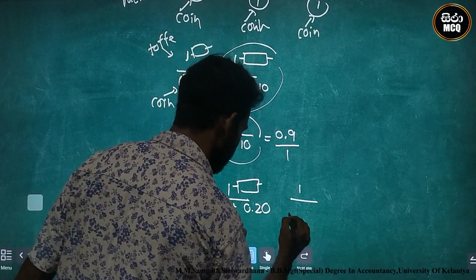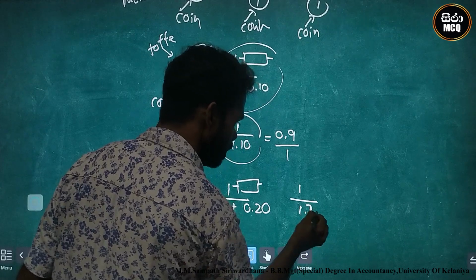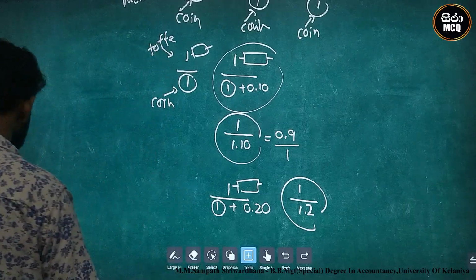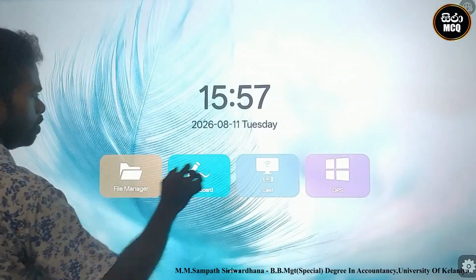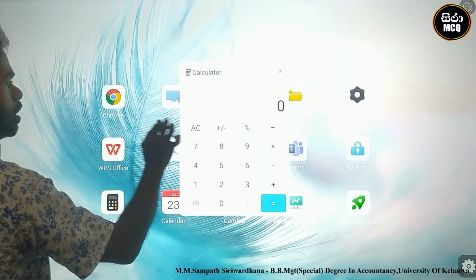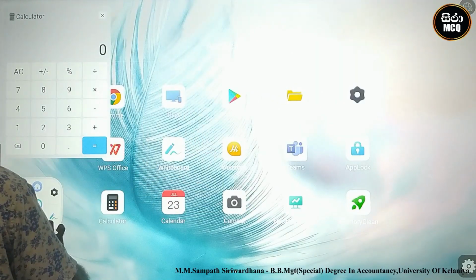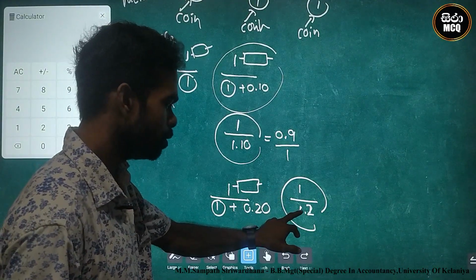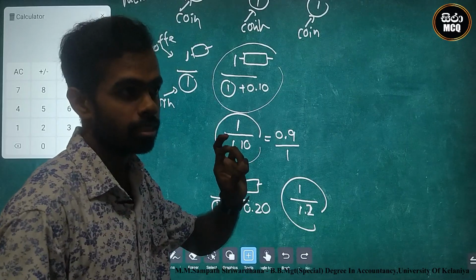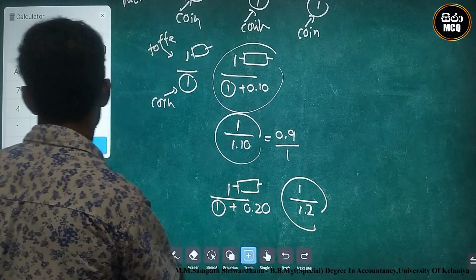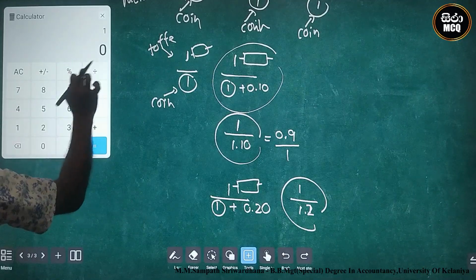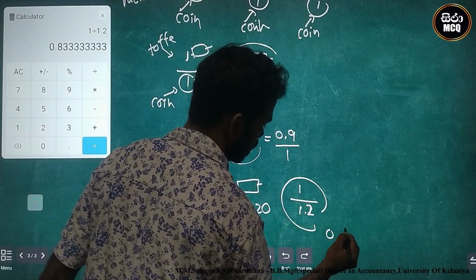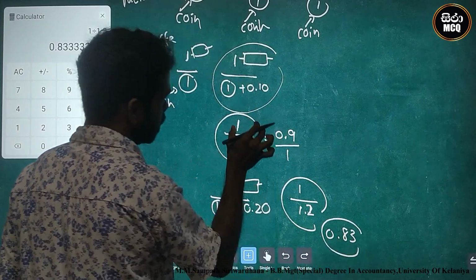Therefore, 1 divided by 1.2. Please divide this, we can find the answer. The answer is decreasing. Why? Look here, please use the calculator. This is the 1 toffee. To purchase it, we give 1.2 rupees for 1 rupee. Therefore, I divide 1 by 1.2. The answer is, look here, 0.83.